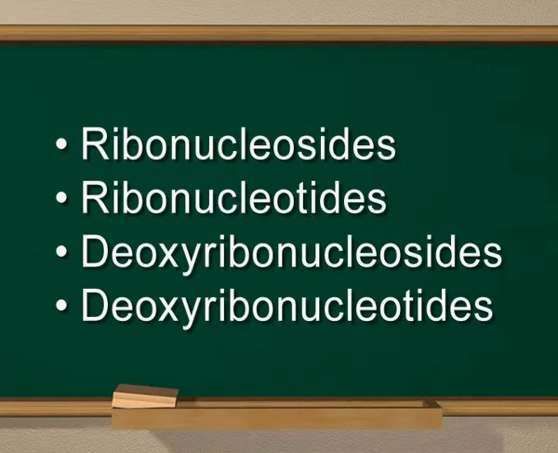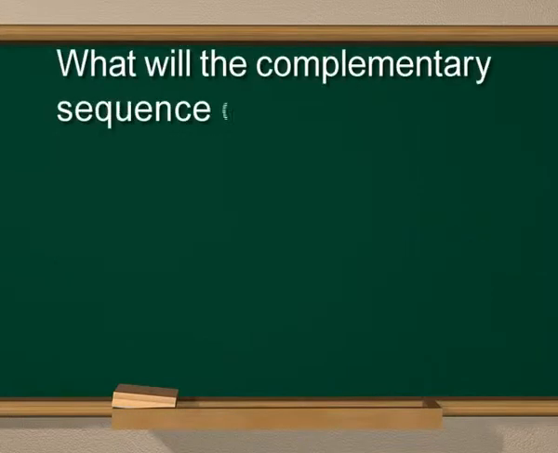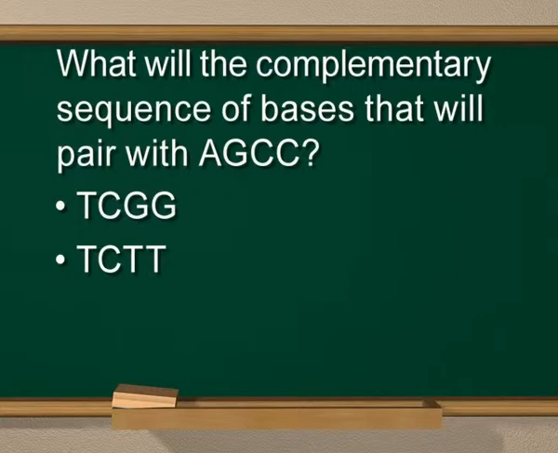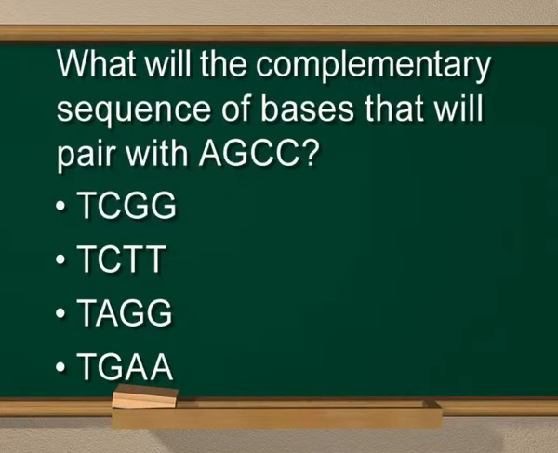Deoxyadenosine, deoxycytidine, deoxyguanosine and deoxythymidine are examples of deoxyribonucleosides. The next question is, what will be the complementary sequence of bases that will pair with AGCC? The options are TCGG or TCTT or TAGG or TGAA.